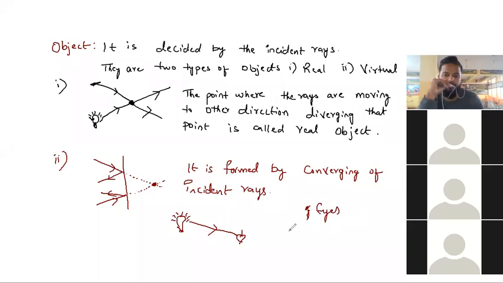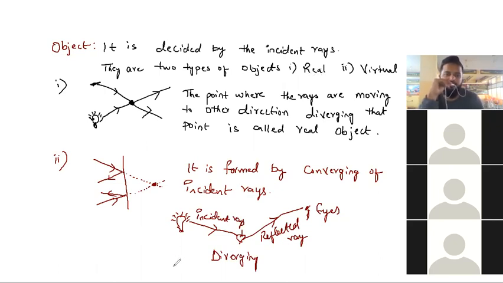So these are your eyes. You are watching this apple. The incident ray is what comes from the light, and it is reflecting to your eyes, right? This is the reflected ray. So they are diverging. It is a diverging process. So this apple, this point of the apple, is a real object. This is a real object.